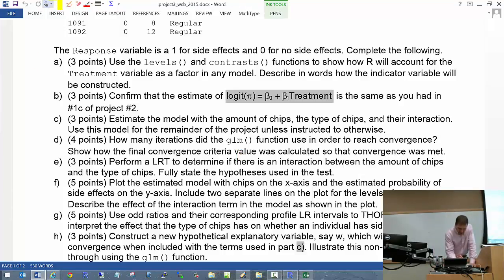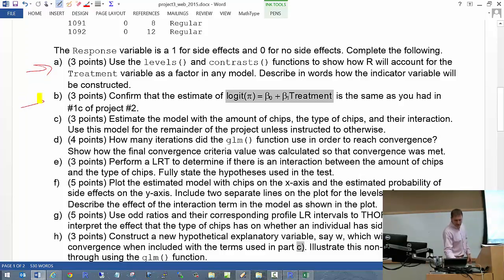First of all, part A, use the levels and contrast functions, which we talked about last Thursday, I believe, or maybe even the previous class period. Use those functions to show how R will account for the treatment variable. That should be fairly easy. There's going to be an indicator variable created. I want you to show me how R is going to do it, and then verbally say it.